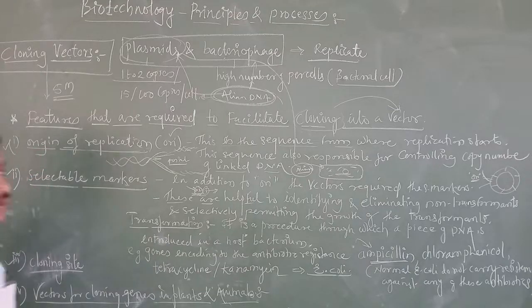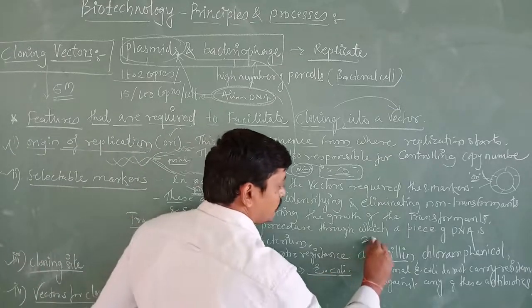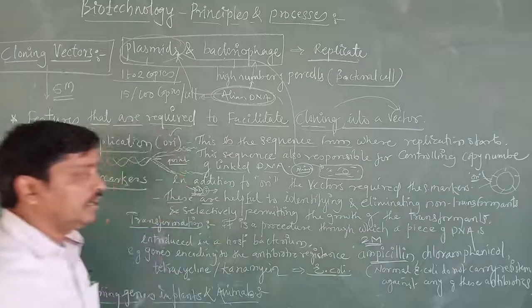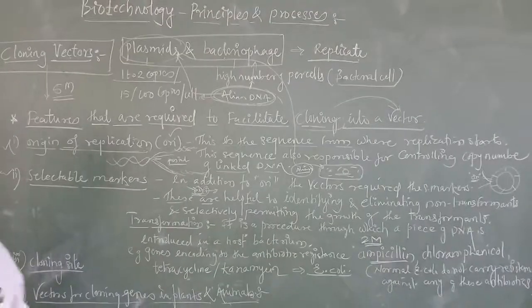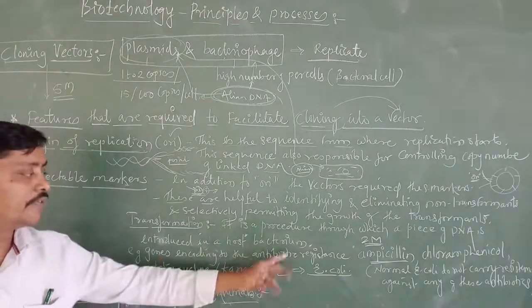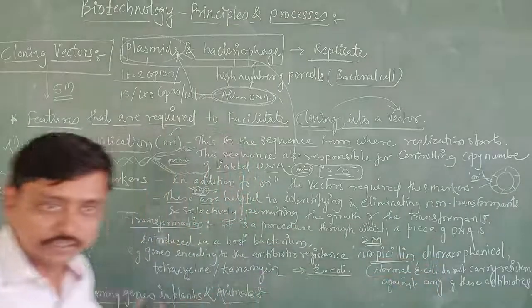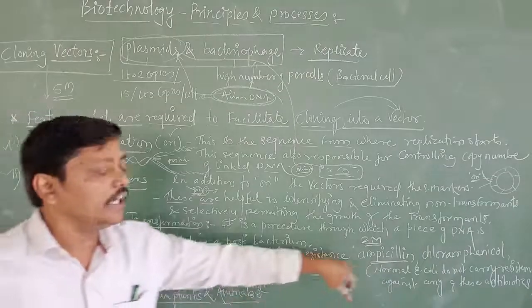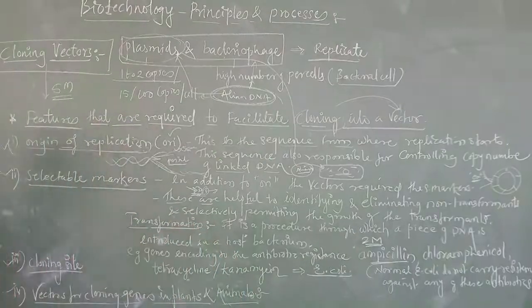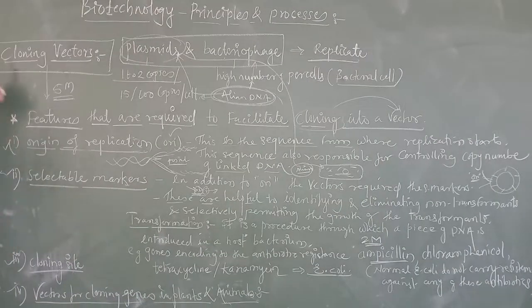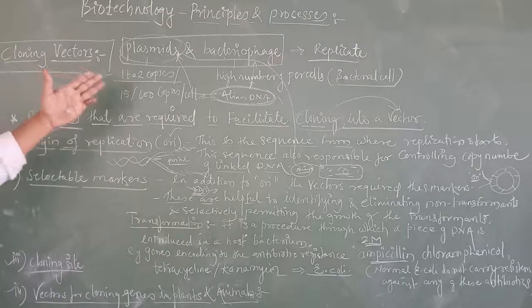And sometimes a 2 marks question is going to be asked. That is, name the genes which are encoding for antibiotic resistance. For a 2 marks question you should write 4. For a 1 mark question, write 1 or 2. Understood? This is regarding the cloning vector. Name: that is a plasmid and bacteriophage.